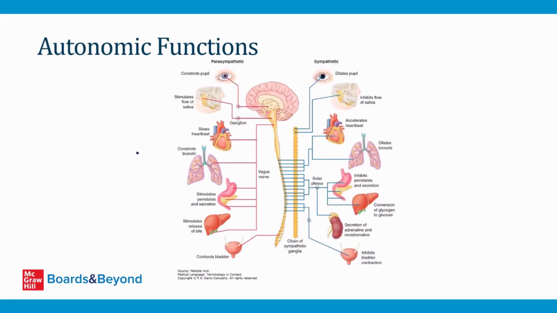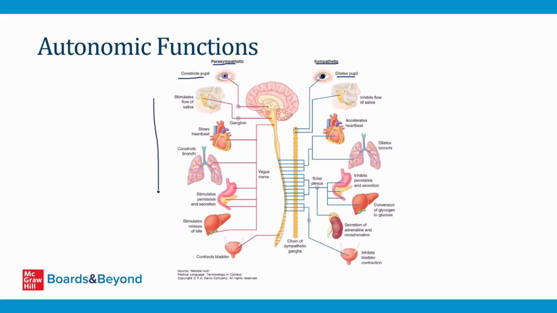Shown on this slide is a picture that summarizes the different involuntary functions of the parasympathetic versus the sympathetic system. And what you want to appreciate is that for the most part, these two systems oppose one another. So for example, the sympathetic system dilates the pupil because when you're in a fight or flight state, you want your pupil to dilate to allow more light into the eye so that you can see better. In contrast, the parasympathetic system constricts the pupil because when you're resting or sleeping, you don't need to have a dilated pupil and the pupil can constrict.